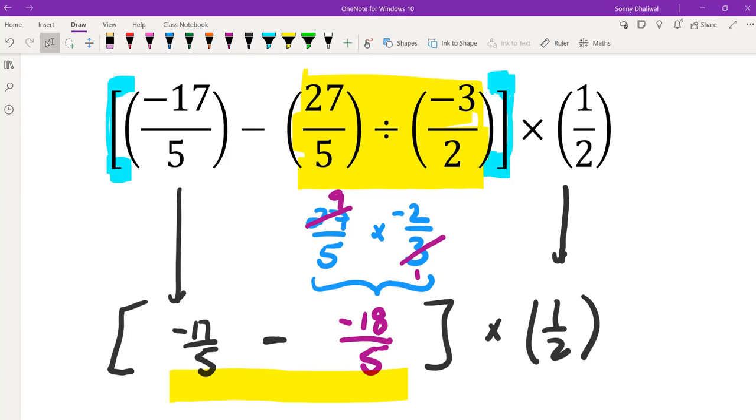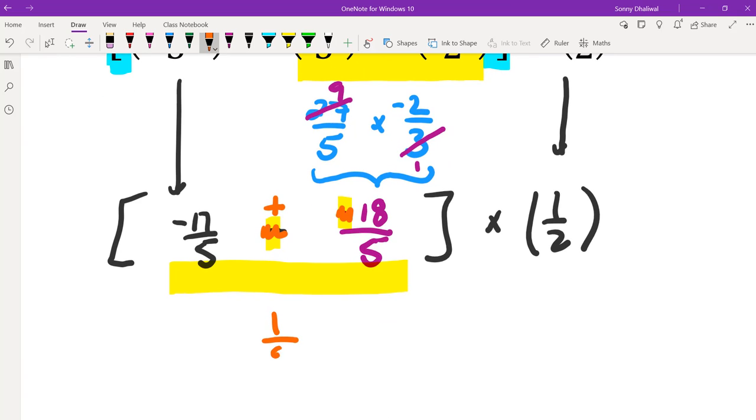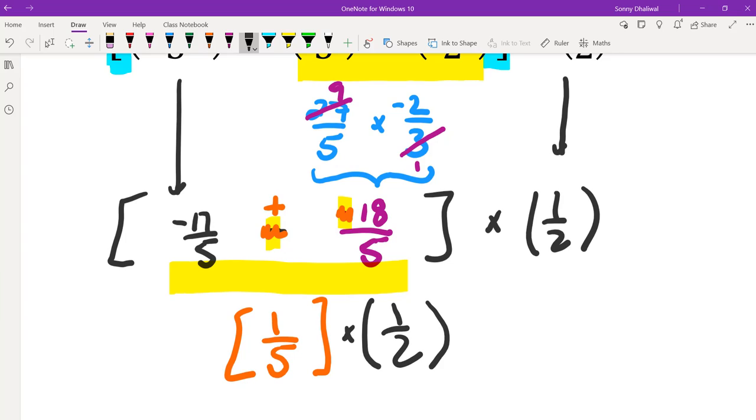Yes, Izzy. It would equal 1 over 5, yes. Right? So right here we have 2 negatives that when combined make a positive, right? So this combines to make a positive. So you have negative 17 plus 18, which is 1 over 5. And we still have this multiplied by a half there.